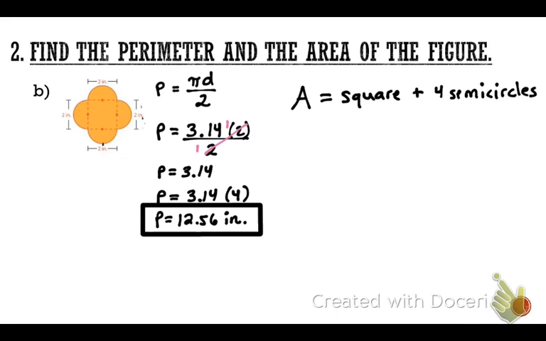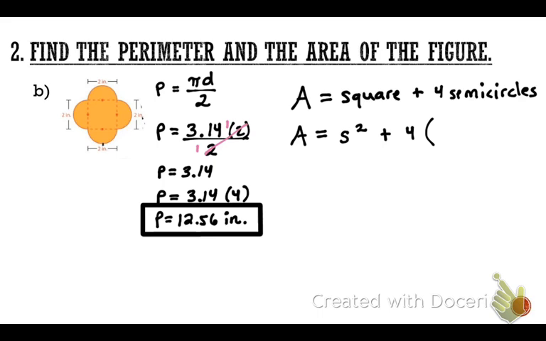Remember, one of the toughest parts is remembering what those formulas are. Dominic, what is the formula for the area of a square? A equals s squared. Plus, we have 4 semicircles, so I'm going to add 4 times. Does anyone know the formula of a semicircle?